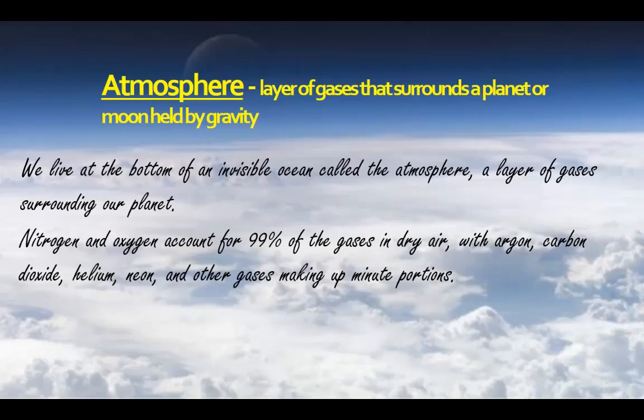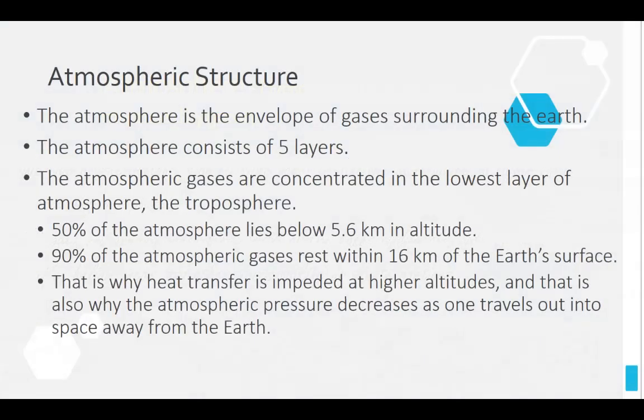There's a great Ed Puzzle we'll watch as part of this. And so we want to make sure that you understand the structure and the layers so that you can better understand the features of those layers that provide the traits of our atmosphere. So again, the atmosphere is the envelope of gases that surround our planet. It consists of 5 major layers, and the atmospheric gases are concentrated in the lowest layer of the atmosphere, the troposphere, which is the one that we live in.